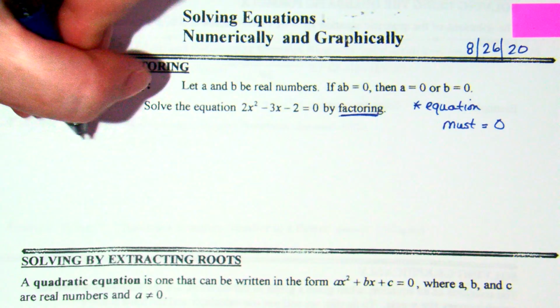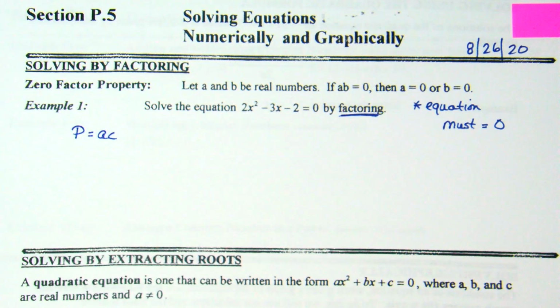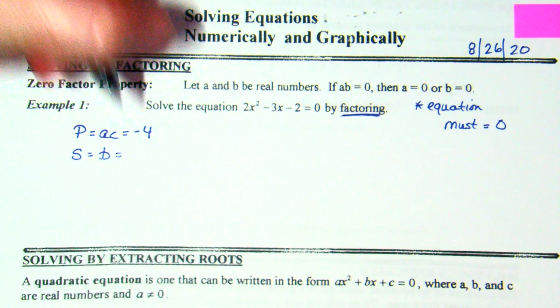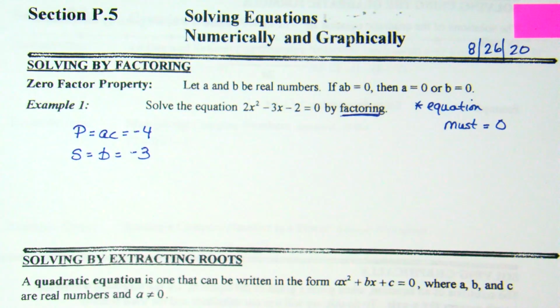So, if we talk product of AC, what am I trying to get a product here? What are my A and C? Okay, 2 and negative 2. 2 times negative 2 is negative 4. So I need a product of negative 4 and a sum of B, which B is negative 3. So I need a pair of numbers that multiply to be negative 4 and add to be negative 3.